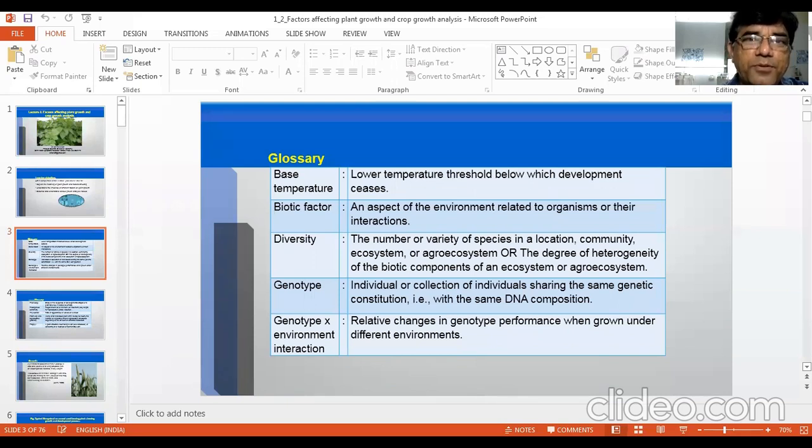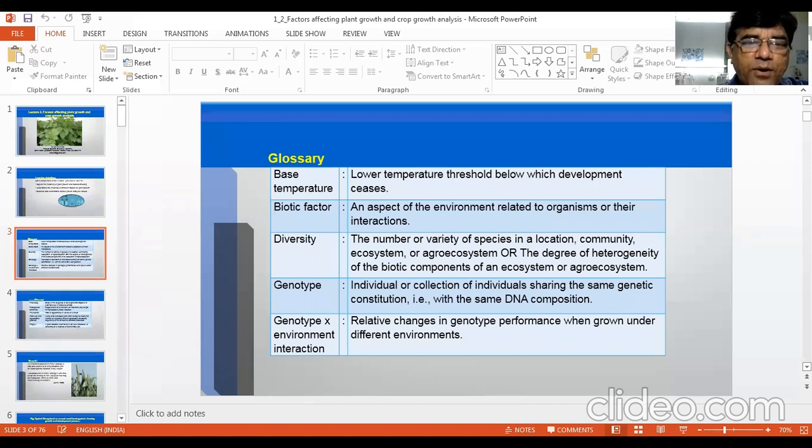Diversity, with respect to plants or any living organism, is the number or variety of species in a location, community, ecosystem or agroecosystem. It can be at different scales, at a regional scale or at a very local scale. The number and types of different species in a particular area is the diversity. It means what the varieties are and what the population of each individual variety is, which makes your diversity, or degree of heterogeneity of the biotic components of an ecosystem or agroecosystem.